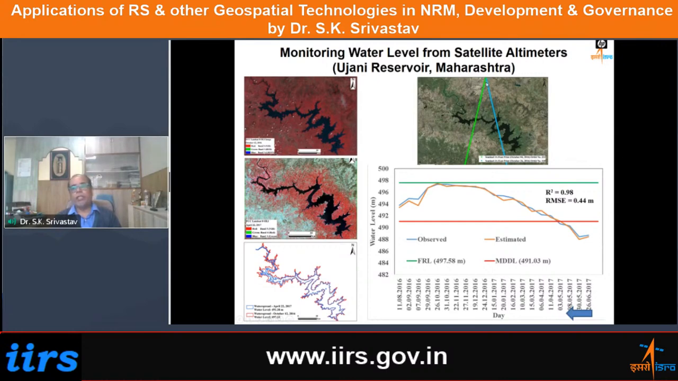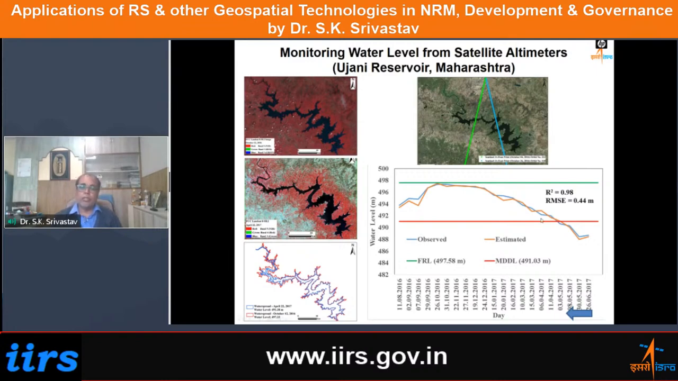One is of green color and the other one is of cyan color. So these two lines are essentially the passes of the satellite altimeter. And once you acquire the data and process the data and extract the elevation information of this particular water body, you can plot it with respect to time if you have the temporal altimeter images.